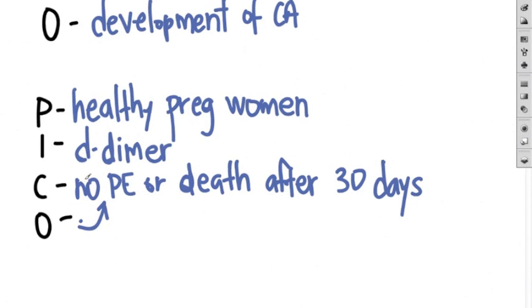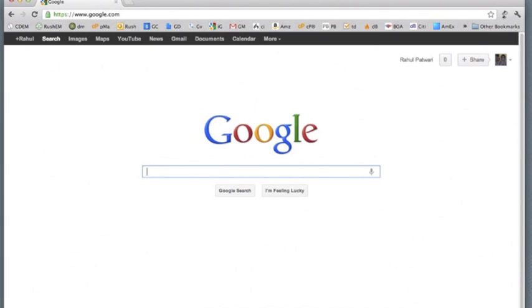So if you were to formulate this into a proper question, you could say, in healthy pregnant females, how good is D-dimer at diagnosing pulmonary embolus as diagnosed either by report of PE or death within 30 days? Now, armed with these questions, we can actually go to the literature and try and find some articles that would answer these.